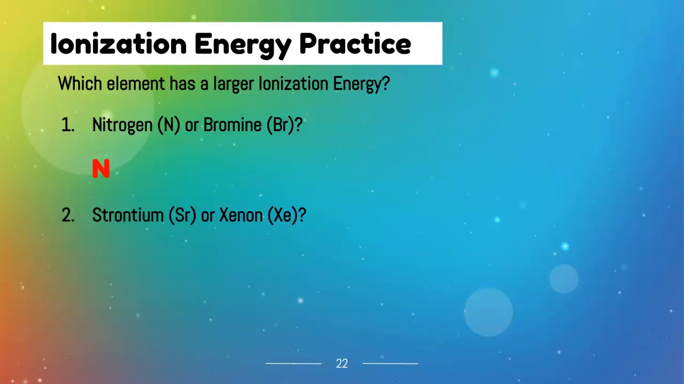Strontium or xenon? Xenon. So xenon is one of those noble gases. It's going to be very, very hard, so it takes a lot of energy to take an electron from a noble gas. And lastly, silver or sulfur? Sulfur. So sulfur is further to the right and it's also higher up on the periodic table. So sulfur is going to take more ionization energy.